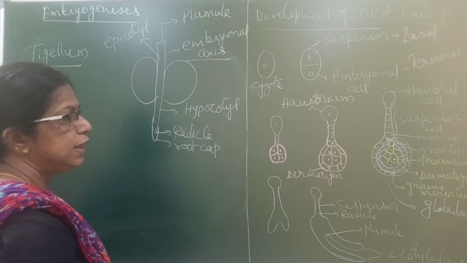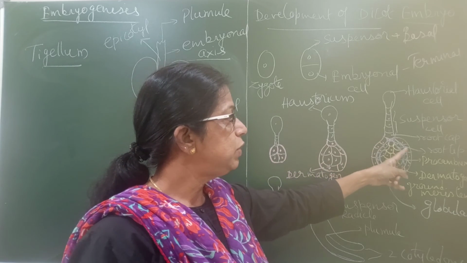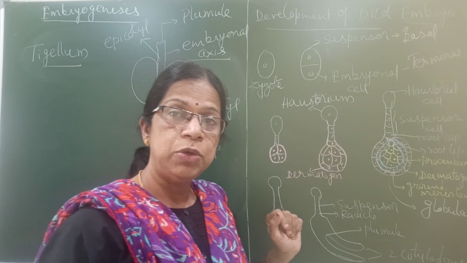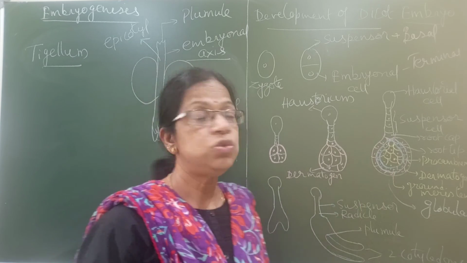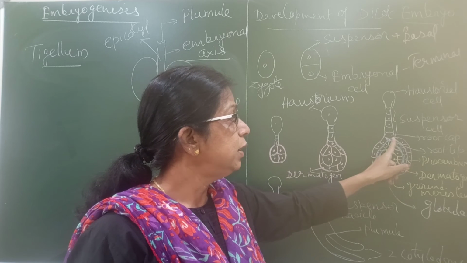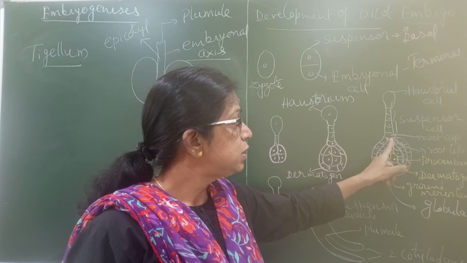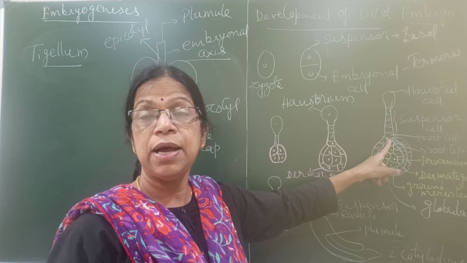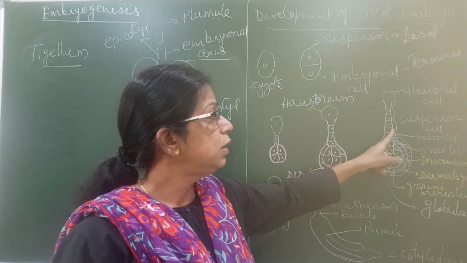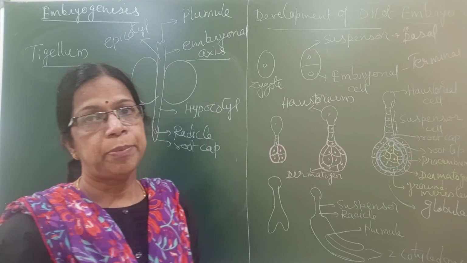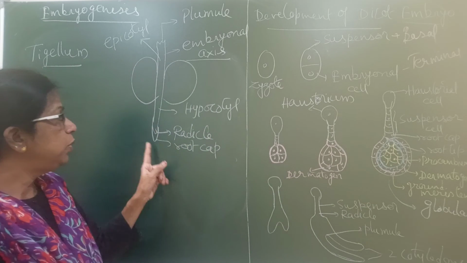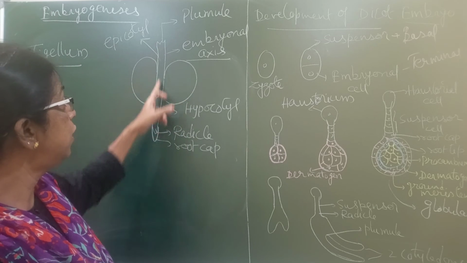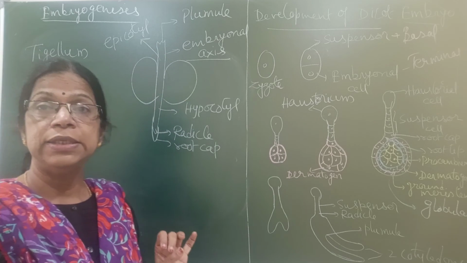Some of the cells at this stage, especially those forming dermatogen, also give rise to the root cap. We can find the root cap here. These are some cells of dermatogen, or we can say the last cell of the suspensor, the basal cell, that can give rise to a root cap. So the root tip will be covered by a root cap. The axis we are calling the tigellum.